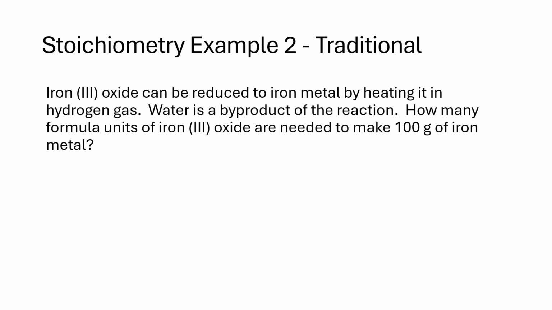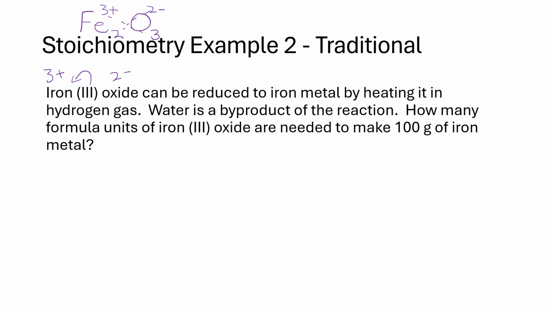That Roman numeral 3 is telling us that iron has a charge of 3 plus, oxide has a charge of 2 minus. So if we're going to do our crisscross here to get charges to cancel out, we're going to end up with Fe2O3. I skipped a step.